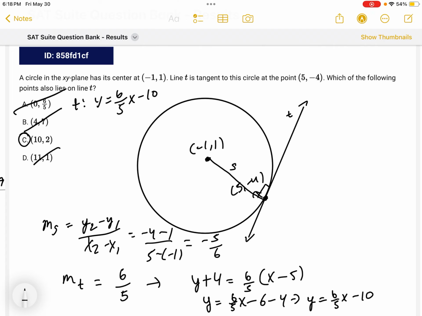Let's just make sure it works. Right, 2 should be equal to 6/5 times 10 minus 10. It's equal to 12 minus 10, which is indeed equal to 2. So the point described by option C indeed works. So that's our correct answer.